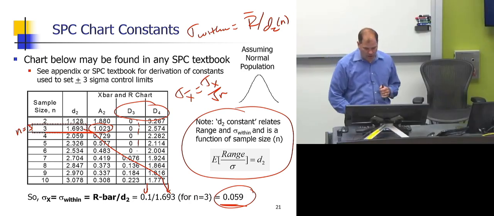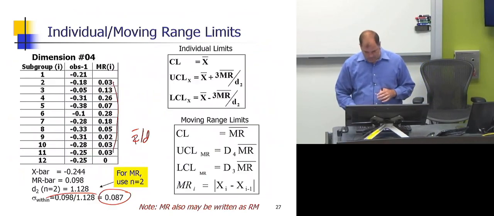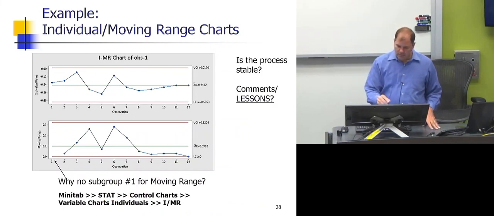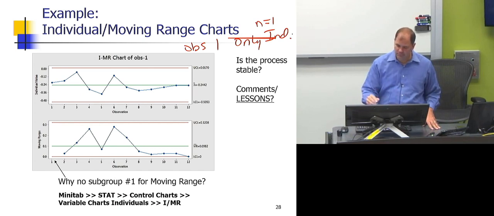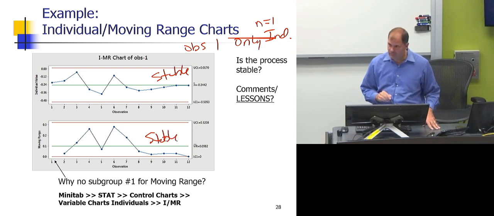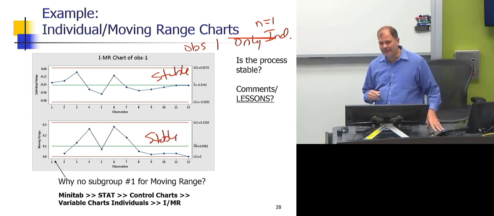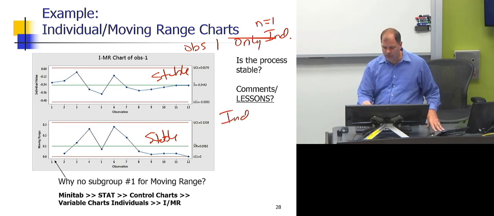Let's go ahead and do this chart. If I looked at observation 1 only, as n equal 1 for the individual chart, what would I conclude? Stable. Stable. I am illustrating to you that individual charts may be less sensitive to detect small shifts.